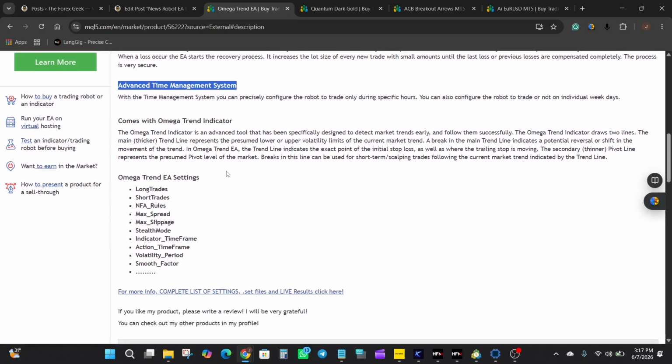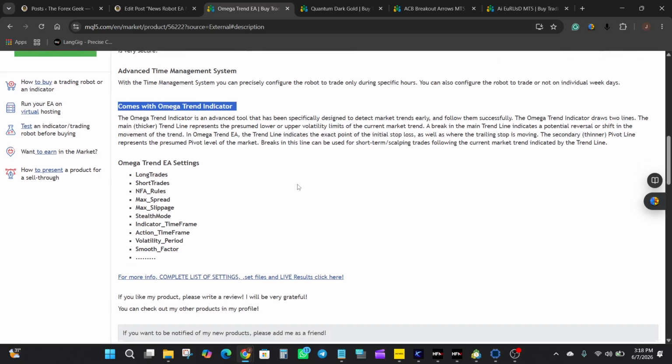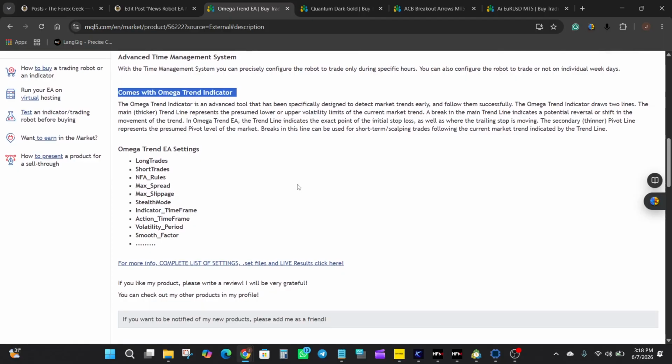Okay, so the marketplace page also highlights the included Omega Trend indicator. The indicator uses a main trend line and a secondary pivot line. According to the developer, the main trend line helps identify trend direction and potential reversals, while the pivot line can be used for shorter term trading opportunities that align with the broader trend.